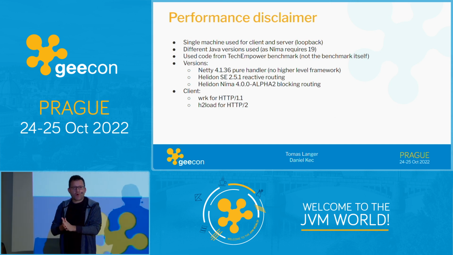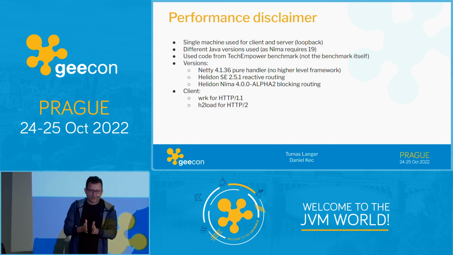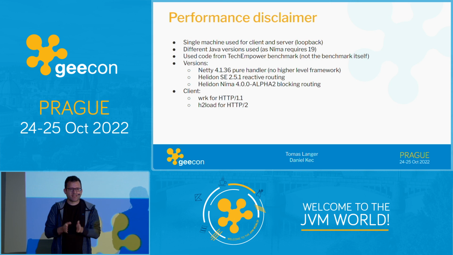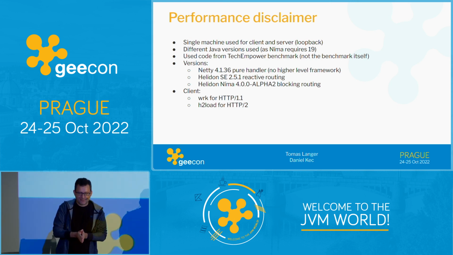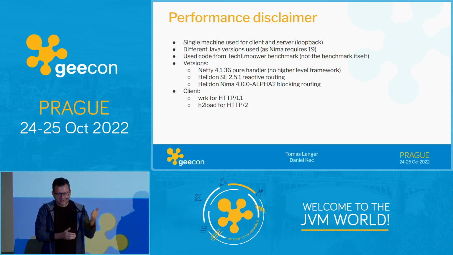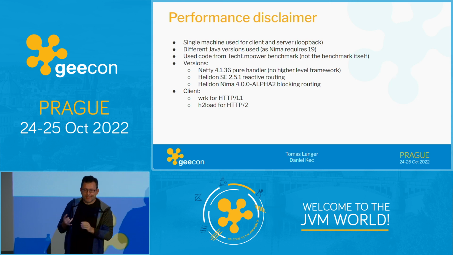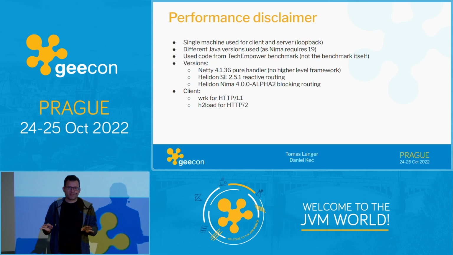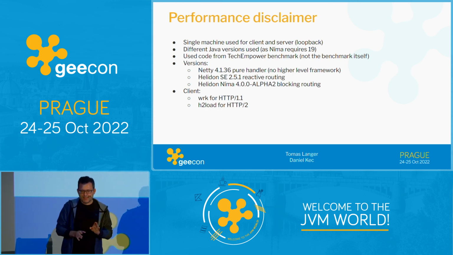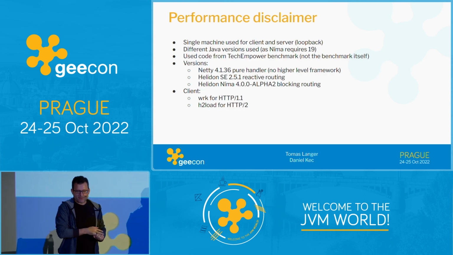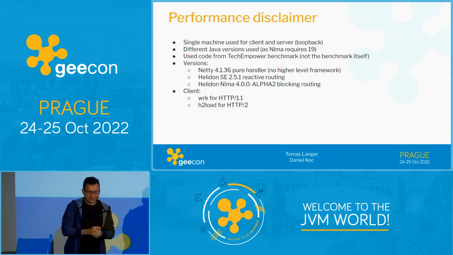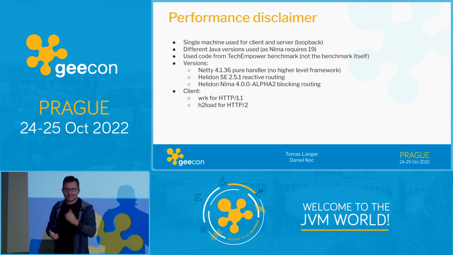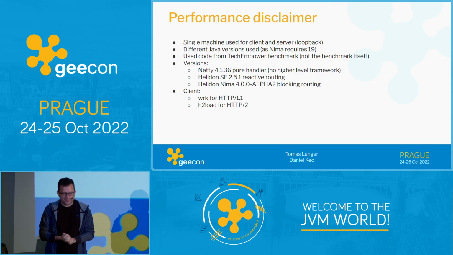For HTTP 1.1, we are using the TechEmpower benchmark tests as they were available at the time I did the tests. So the Netty version is for 136. For Netty, we are using a pure handler. So there is no framework. It's just pure Netty with a handler that's written inside of it. For Helidon SE, we are using reactive routing and our version 2.5. And Helidon Nima is the latest one, which is Alpha 2.